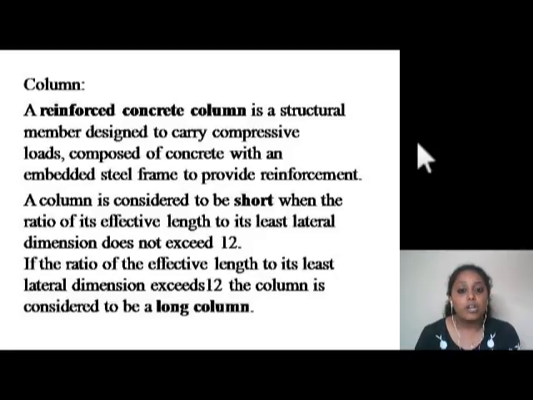There are two types of column, short column and long column. First one is short column. Short column means the ratio of its effective length to its least lateral dimension should not exceed 12. If the ratio exceeds 12, it is considered to be a long column.